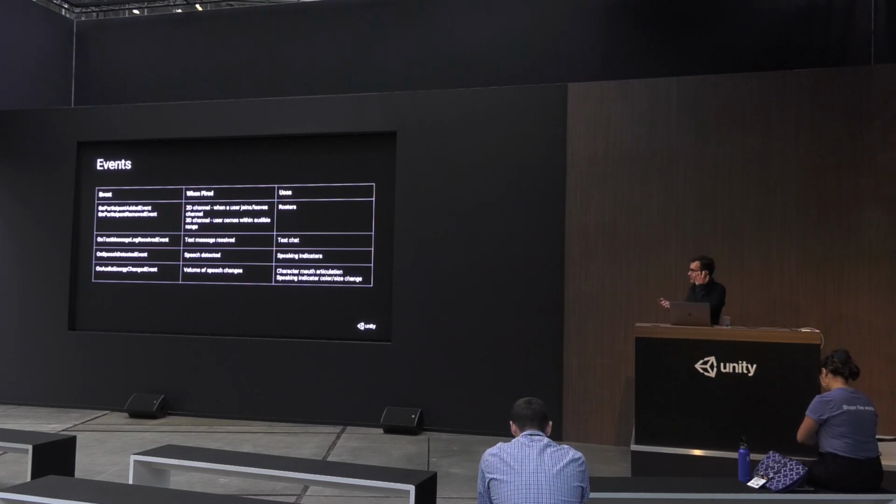One nuance that I will mention here is looking at those first two events, the on-participant-added event and the on-participant-removed event. They act a little differently between 2D and 3D channels. In 2D channels, they act probably as you would expect. Somebody joins the channel, you get a participant added event. When somebody leaves the channel, you get a participant removed event.